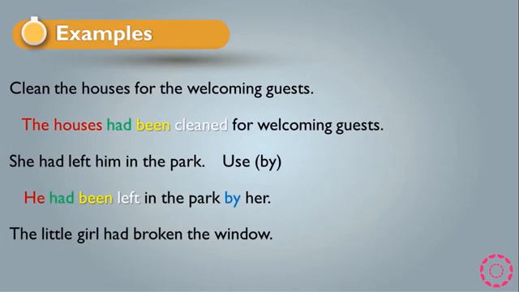So the sentence became like that: the window had been broken. This is about past perfect. Another sentence that we have, the fifth one, is present perfect.